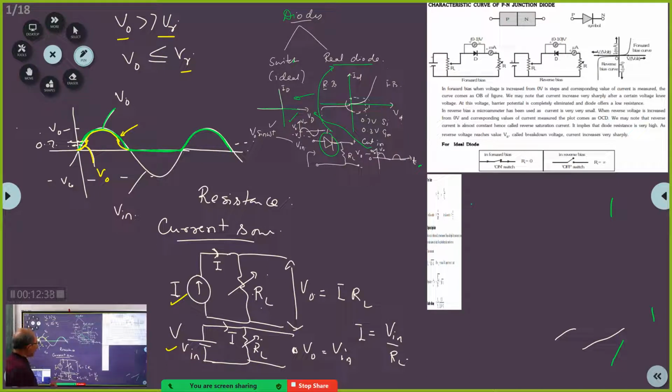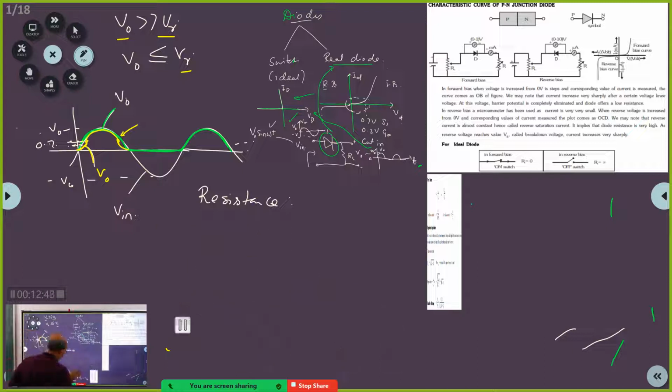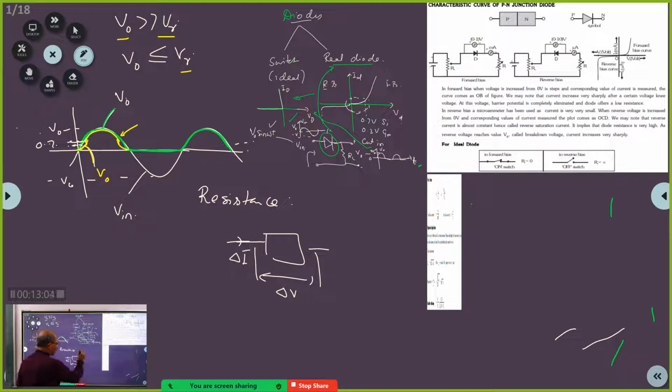Yes. So now, whenever you are going to talk about resistance, you have to understand something: there is a device. You are going to vary the voltage across the device by some means, and you are going to measure the corresponding change in the current. A ratio of the change in the voltage to the corresponding change in the current is what we call the resistance of this device. Got it?